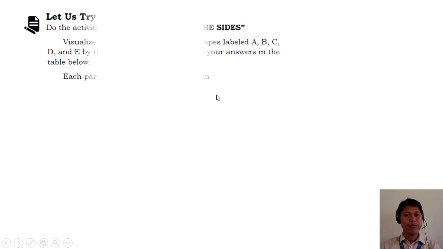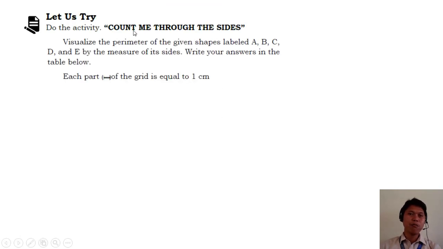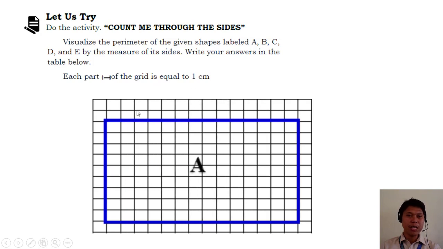Let's start with the last activity of your module, named Count Me Through the Sides. What you're going to do is count each part of the grid, which is assumed to be 1 centimeter. For example, this is figure A. To identify the dimensions of this figure, we simply count the squares. 1, 2, 3, up to 14. So this is 14 centimeters, that's the length. Then 1, 2, 3, up to 9. This is 9 centimeters, which is the width.